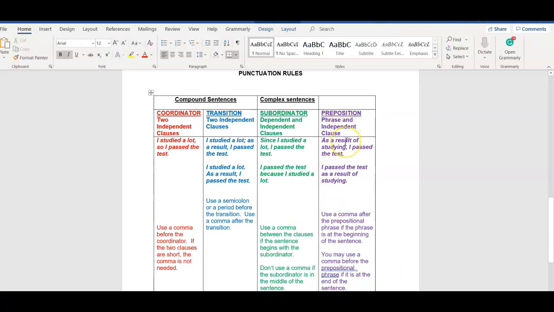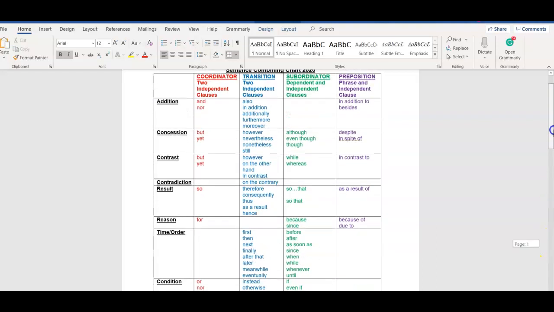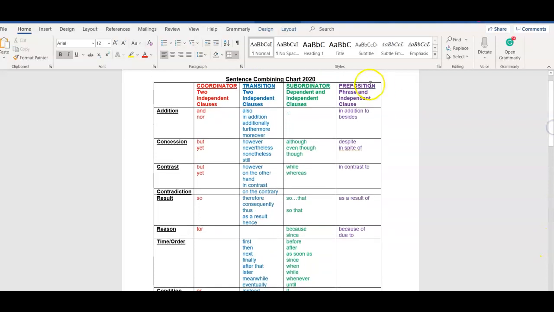So for these types of connecting words, we are joining a phrase and an independent clause. In fact, it will be a noun phrase and an independent clause. So here are some examples. As a result of studying, comma, I passed the test, or I passed the test as a result of studying. So all of the ones that are in purple follow this pattern. You can see that many times they're actually very similar to other connecting words like in addition to, or in contrast to, as a result of. But after all of these connecting words, we only need a noun, not a complete sentence.